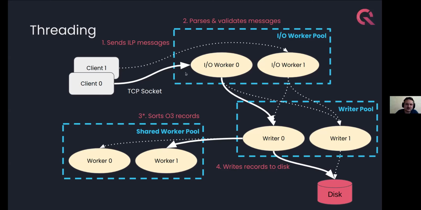So each of these threads handles one or more TCP connections, reads the ILP messages, parses them, validates them, and later on it sends the records to one or another writer thread. So we also have another thread pool in the database, which is called the writer pool. Each writer thread is responsible for all of the writes for at least a single table, but obviously if you write into more than, in this case, 2 tables, each of the writers will be responsible for a group of tables.